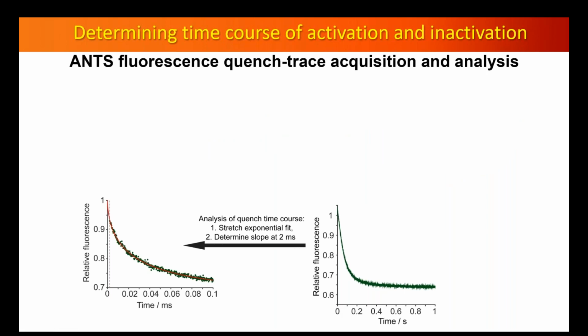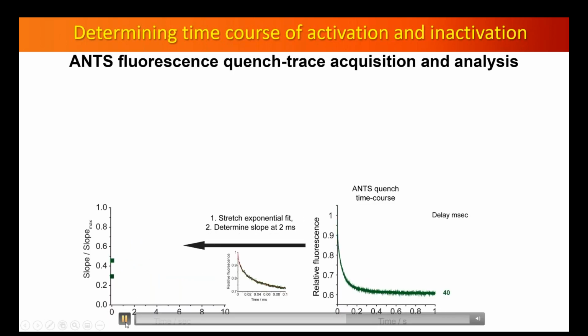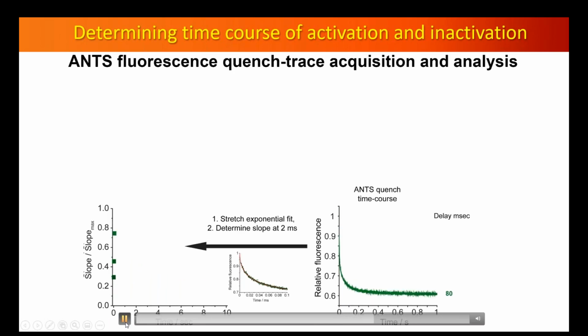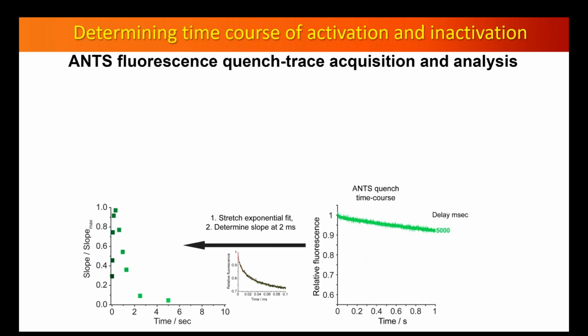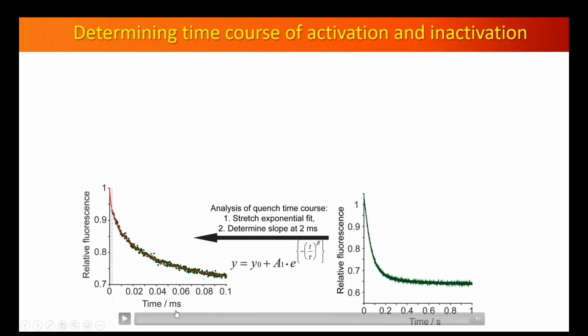And then just briefly, and I'll show this again, to get the rate at each time point, we fit the first 10 milliseconds of the quench time course with a stretched exponential, and then determine the slope at 2 milliseconds. And we do this for each time point as we vary the delay time from 15 milliseconds to 10 seconds. By analyzing each of these quench time courses at different time points in KcsA activation, we map the time course of its activation and inactivation, which is right here. And again, to just highlight, this is the stretched exponential fit that we use to fit the first 10 milliseconds of the quench time course to get the slope.